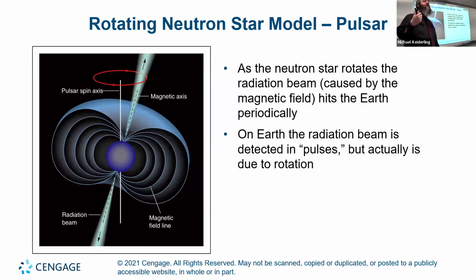You can actually observe some pulsars outside of the radio spectrum. We just detected them first in radio waves. Like the one in the Crab Nebula, it lights up the nebula, so you can actually observe it in the visible. And as the neutron star rotates, the radiation beam caused by the magnetic field hits the Earth periodically. And on Earth, the radiation beam is detected as pulses, but it's actually the beam sweeping by.